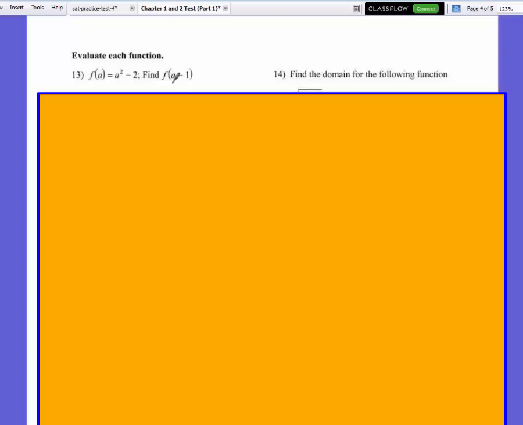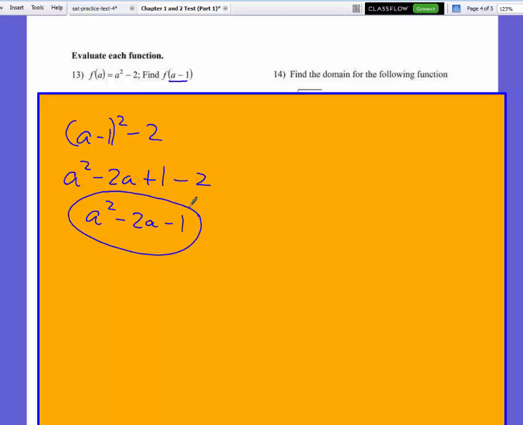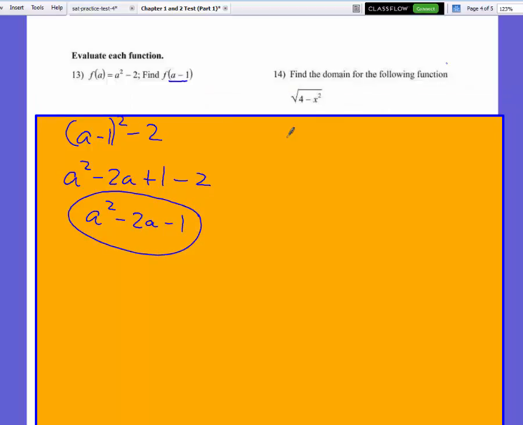All right, for 13, so here I'm putting a minus 1 in place of a, right? So I got a minus 1 squared minus 2, so this is going to give me a squared minus 2a plus 1 minus 2, so this is going to give me a squared minus 2a minus 1, and that's our answer there for 13.